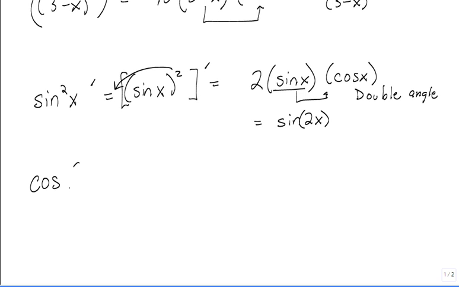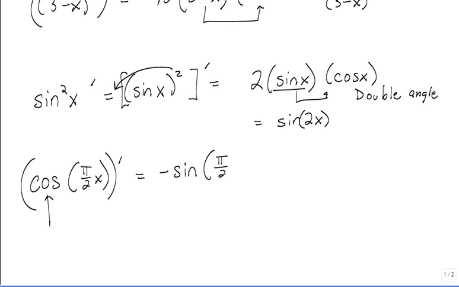And let's do cosine of pi over 2x. The derivative of that, starting on the outside, the derivative of cosine is minus sine. Leave the inside alone. Come back, take the derivative of the inside. Pi over 2 is a constant, so that's just pi over 2. And that's your answer. So look at some of the homework problems, and you can see more examples of the chain rule.